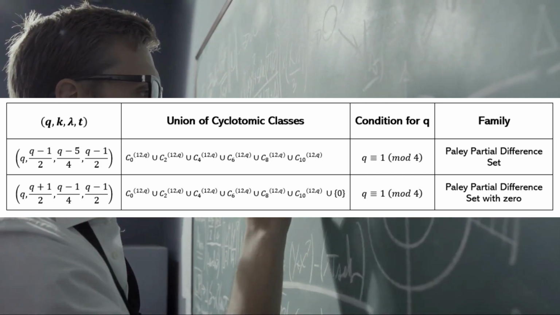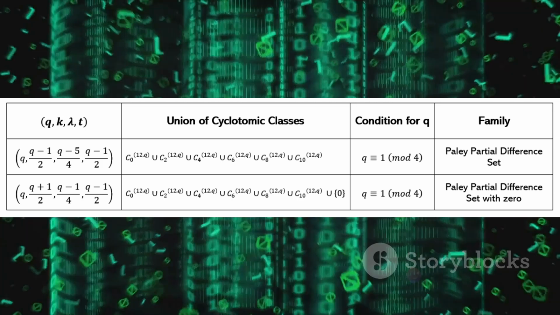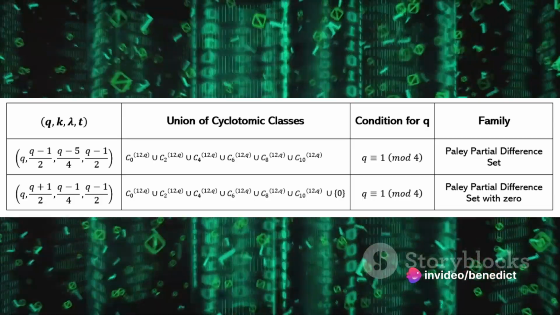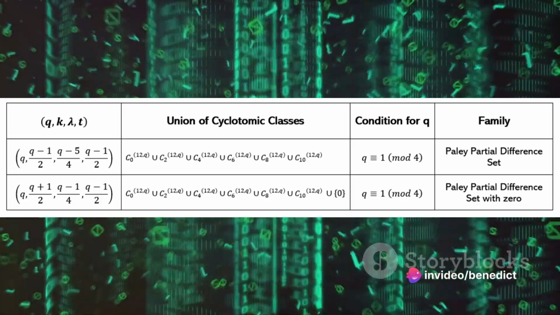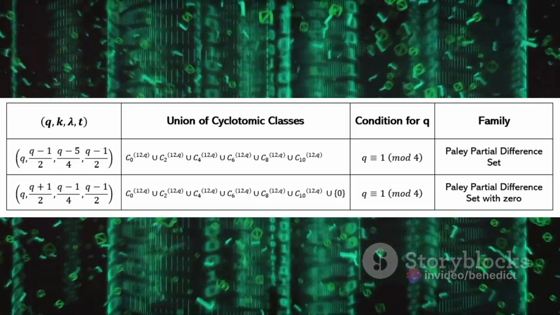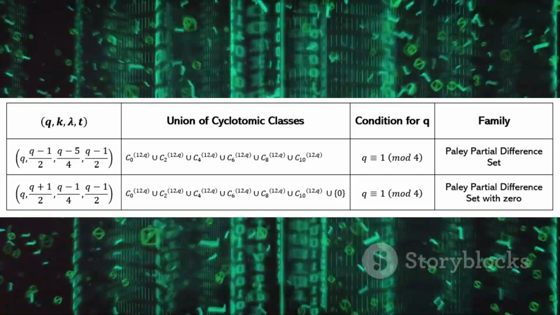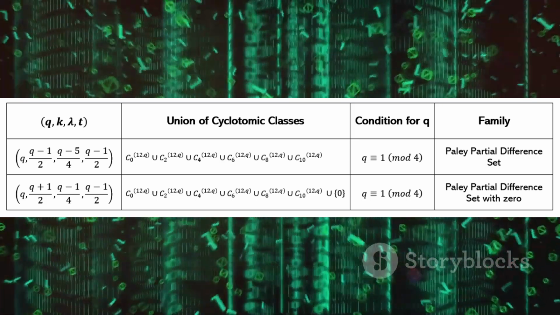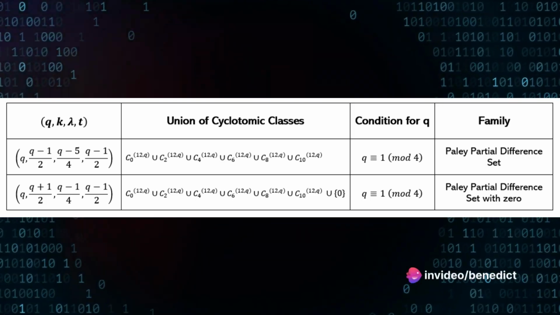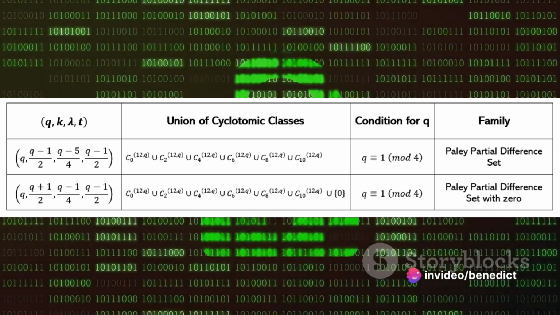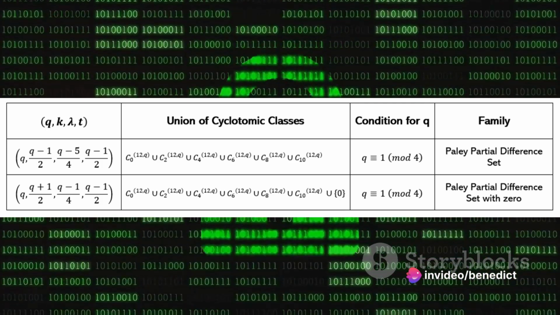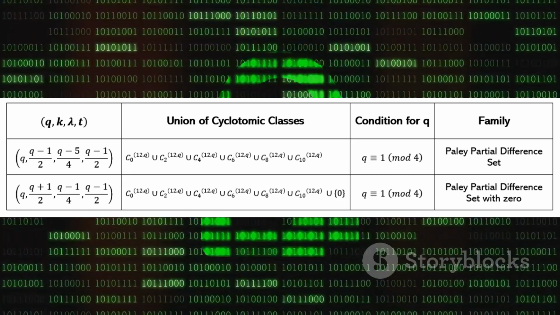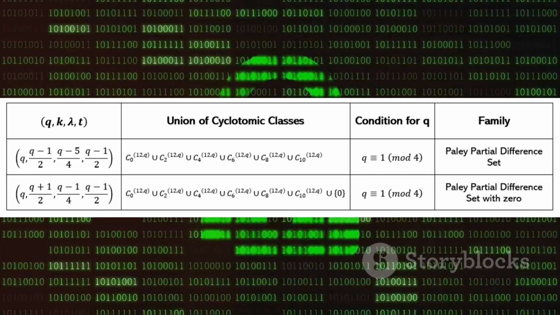where q is congruent to 1 modulo 4. This set is equivalent to a Paley partial difference set, and can generate sequences of period q congruent to 1 modulo 4, where k equals (q-1)/2. Similarly, the same union of 6 cyclotomic classes together with 0 forms an almost difference set with parameters (q, (q+1)/2, (q-1)/4, (q-1)/2), where q is congruent to 1 modulo 4.